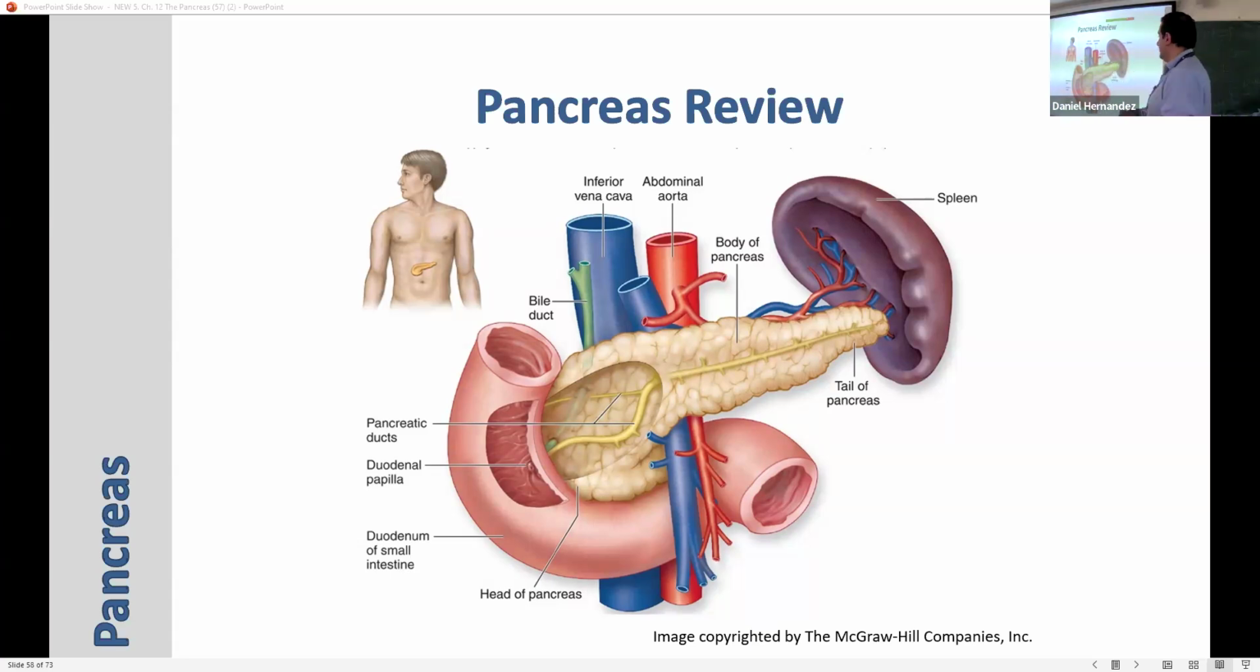The islets of Langerhans, those are the ones that are responsible for the endocrine functions. So mainly glucagon and then insulin. Glucagon raises your blood sugar, so it puts glucose into your blood, raising your blood sugar. Insulin helps to lower your blood sugar levels. The insulin reacts with the glucose molecule and creates glycogen.